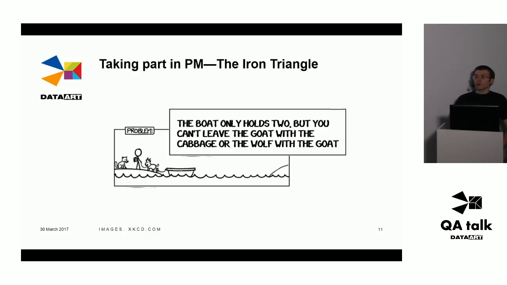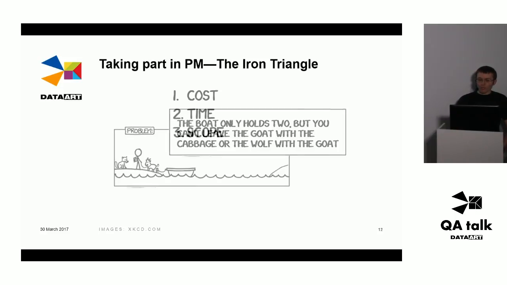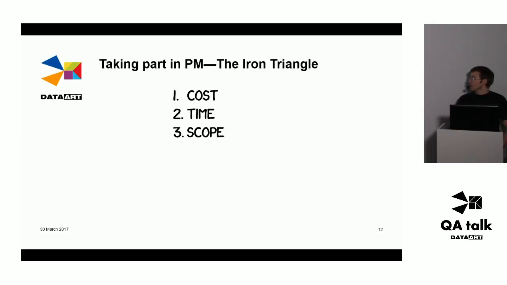Know according to which rules you are playing the game. There are some constraints that are non-negotiable, and some you can do something about. From the client perspective, the so-called iron triangle, normally represented like that. So the client operates with cost, time, and scope.